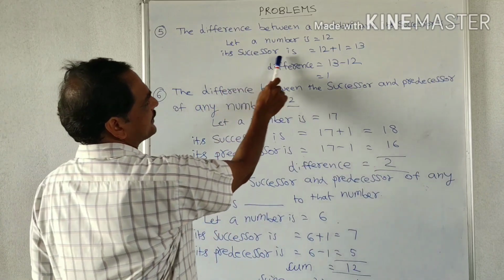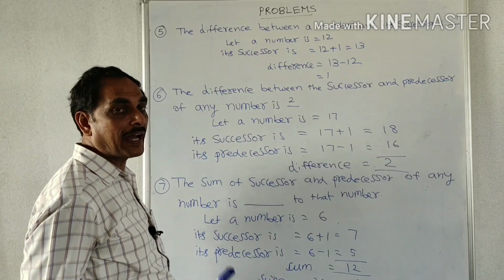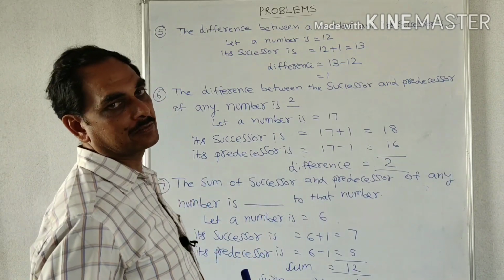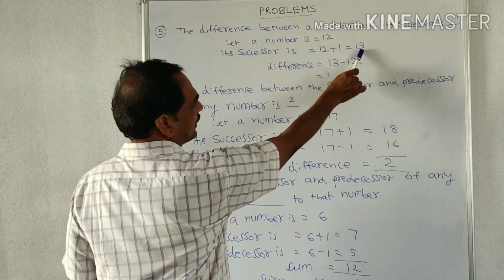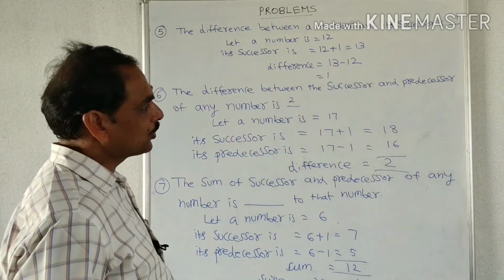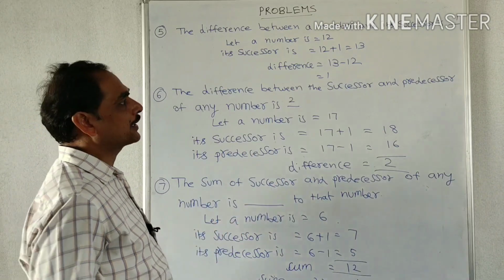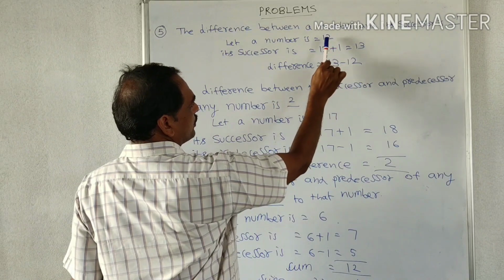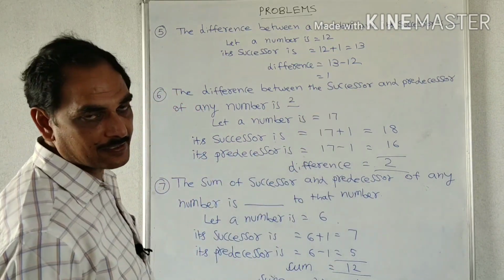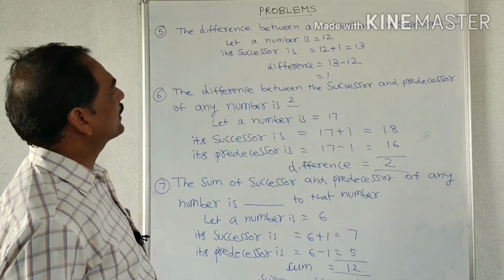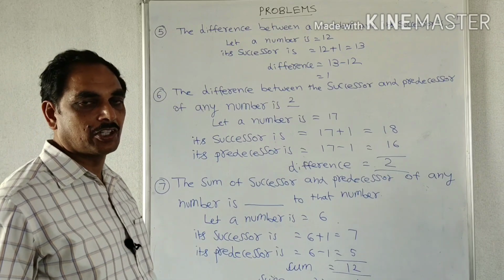Its successor is 12 plus 1; we find the successor by adding 1 to the number. So the number is 12 and its successor is 12 plus 1, which is 13. Now difference means subtracting the smaller number from the bigger number. The bigger number is 13 and the smaller number is 12. 13 minus 12 is 1. So the difference between a number and its successor is always equal to 1.